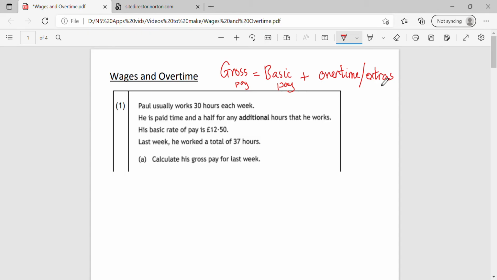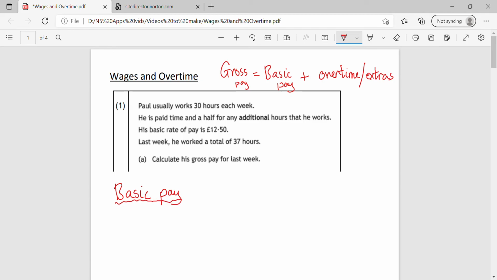So let's take a look at question number 1 that we've got here. Paul usually works 30 hours each week. He is paid time and a half for any additional hours that he works. His basic rate of pay is £12.50. Last week he worked a total of 37 hours. Calculate what his gross pay for last week was. So we need to work out what his basic pay is, what he gets paid for overtime, and then add those two together. It really is as simple as that for this type of question.